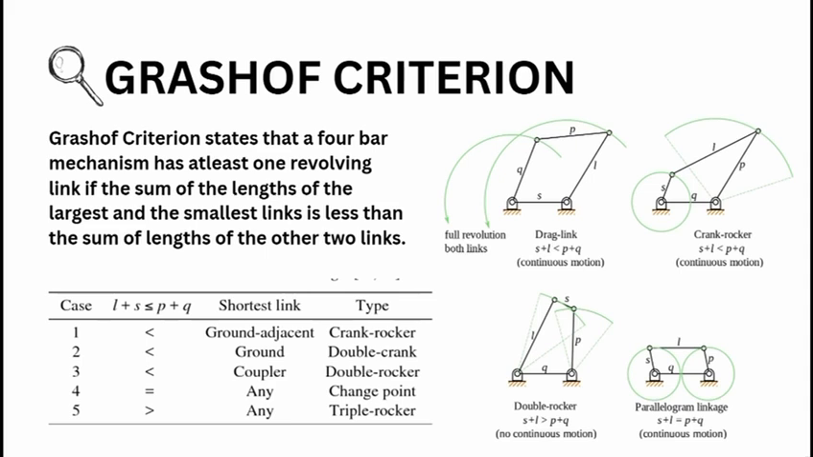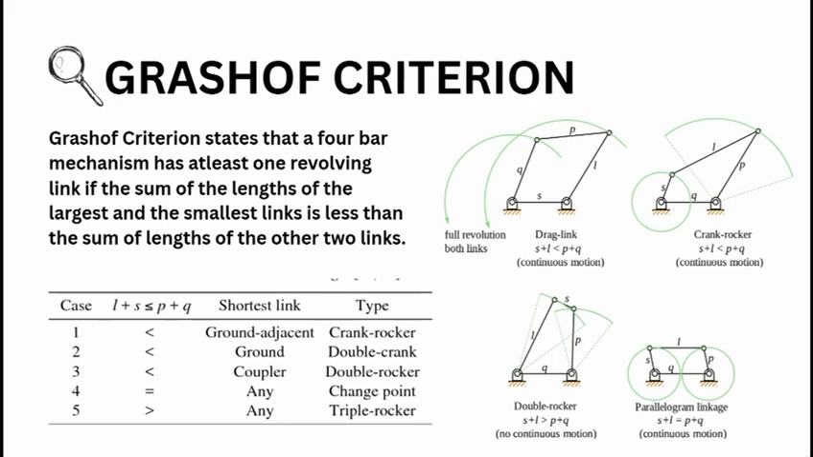This is what we require for the input stage of our Viper. If the shortest link is adjacent to the ground, we get a crank rocker. This means the shortest link can fully rotate, that is the crank, while the link attached to it can only oscillate, that is the rocker.